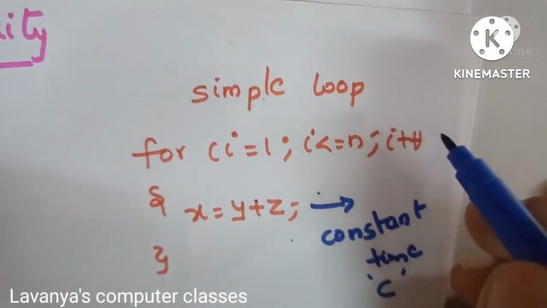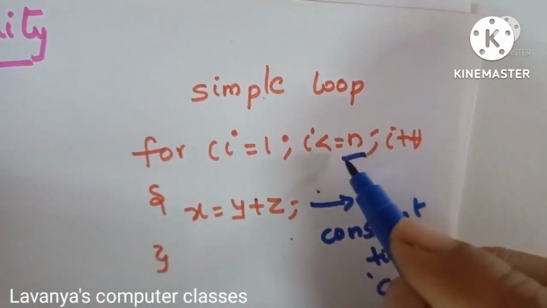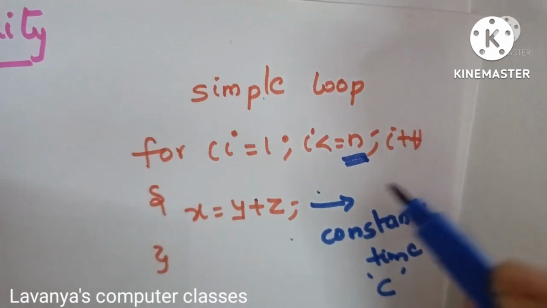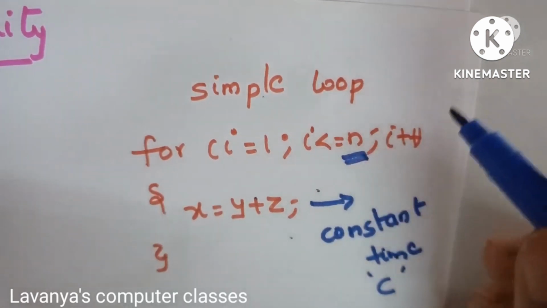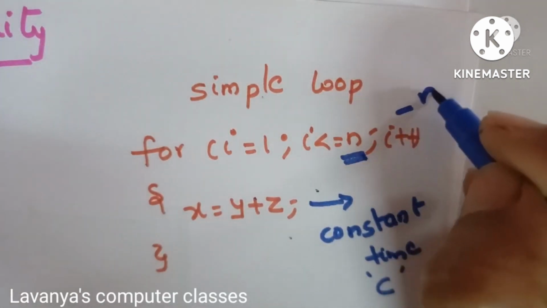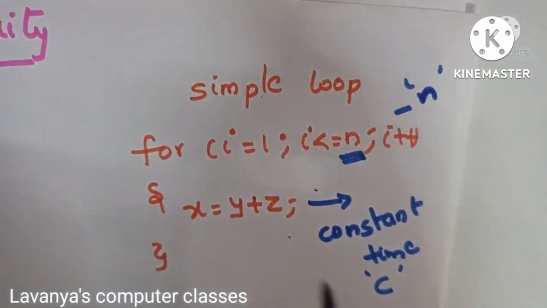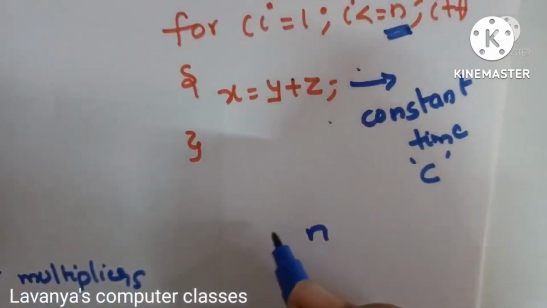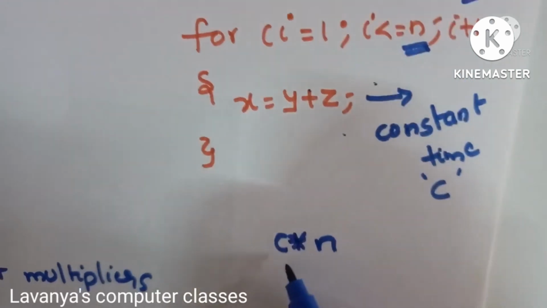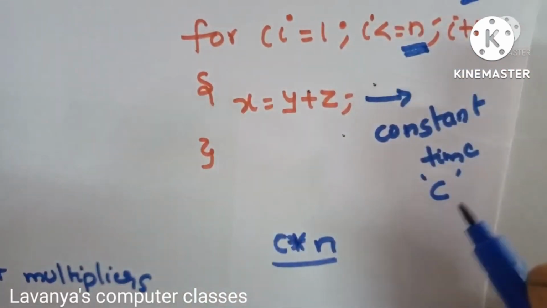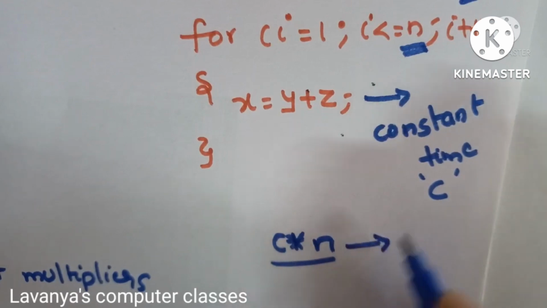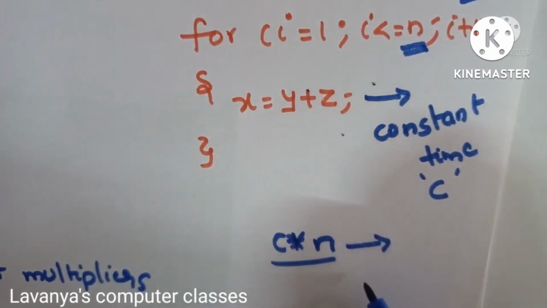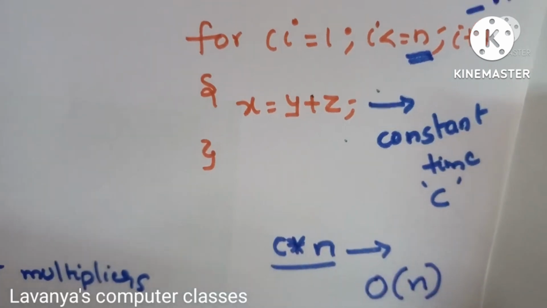Now the loop: how many times is the loop repeated? That depends upon n. That is the number of times the loop is repeated, so the line is executed n times. So for executing the entire statement in this example, for the loop n times, for the constant C, so C into n. So what is the time complexity of this? That is big O of n. So that is the time complexity of any simple loop.